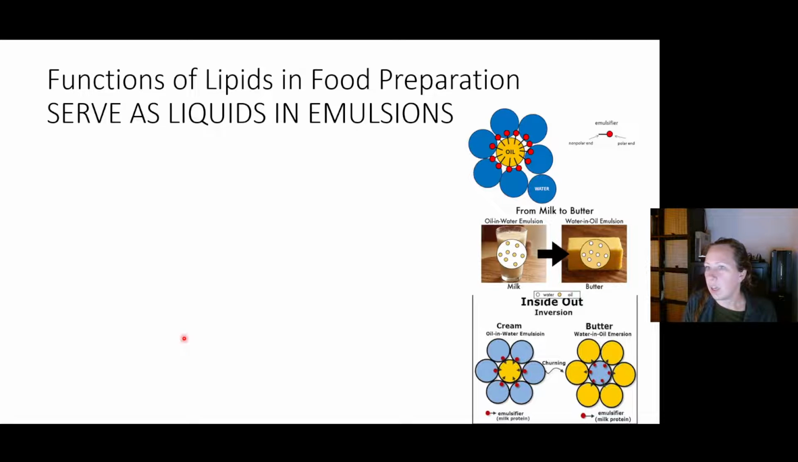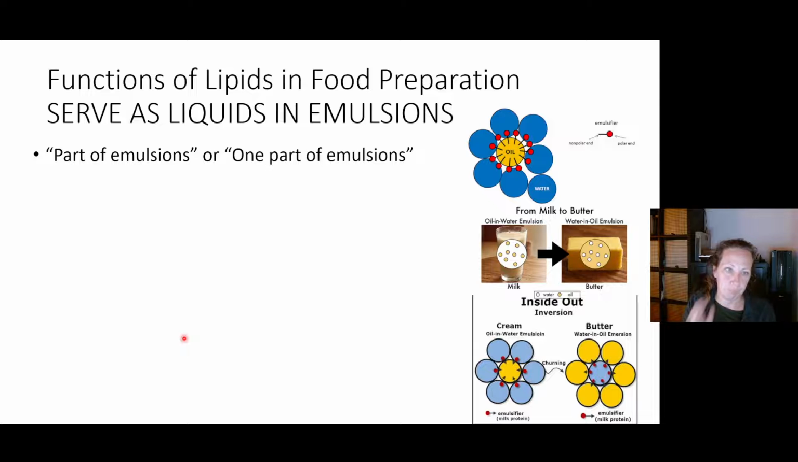Okay, and I think this might be the last one. The last function of lipids in food preparation is serving as liquids in emulsions. Okay, so a better way to say this, and feel free to change how you say this function, instead of saying serve as liquids and emulsions, you can say it's part of emulsions. Okay, that is a better way to describe this function.